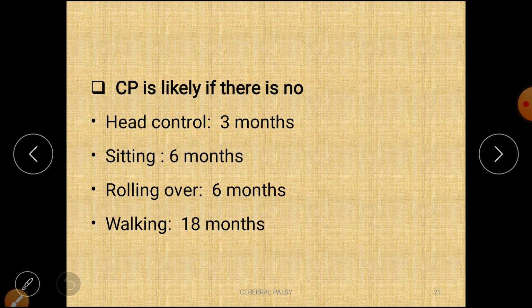Now cerebral palsy is likely if there is no head control by 3 months. When can we suggest clinically that CP may be present? If head control has not come by 3 months, the child cannot sit up by 6 months, has not rolled over by 6 months, and at 18 months the child still cannot walk, then we can diagnose clinically that yes, there may be some deformity or disorder like cerebral palsy.